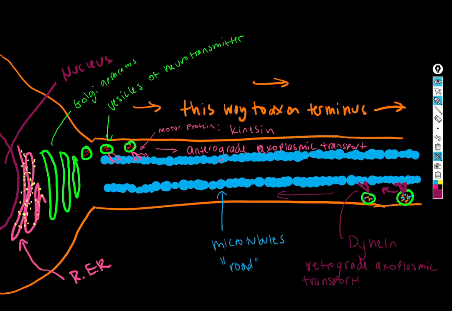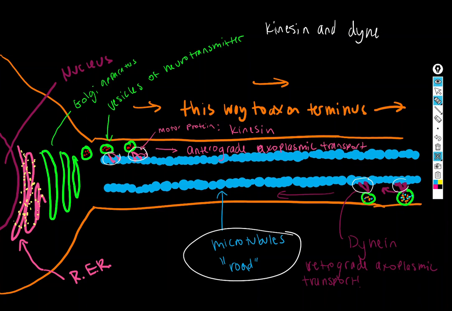So the take-home message here is that axoplasmic transport is contingent upon having a road, microtubules, along which little motor proteins named kinesin and dynein walk. And kinesin and dynein walk using ATP energy.